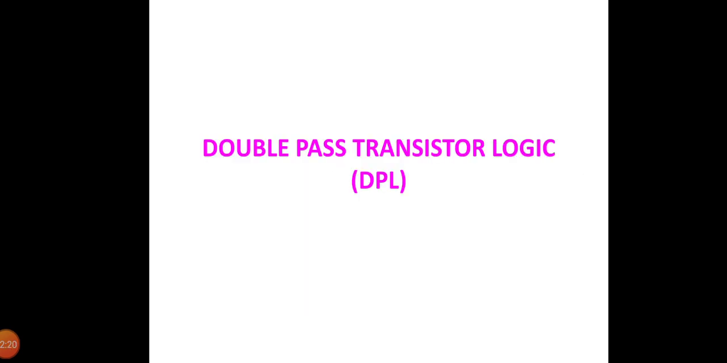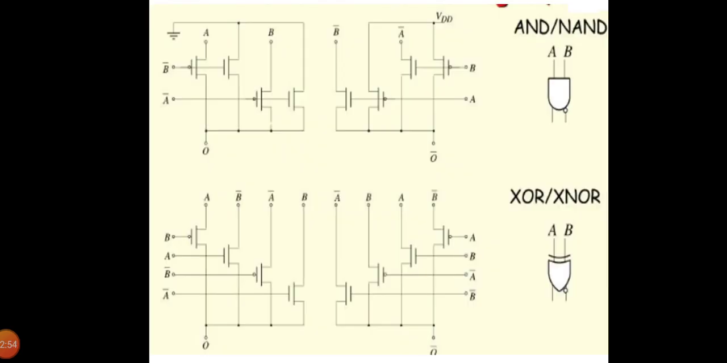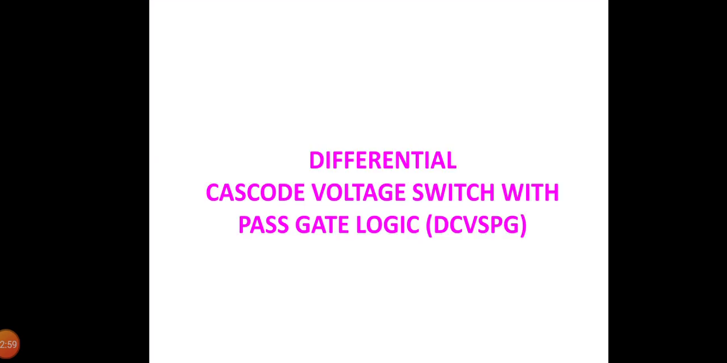Now let us move on to double pass transistor logic, or DPL. DPL is a double rail form of CMOS TG, that is the CMOS transmission gate, optimized to use single pass transistors where only known 0 or 1 needs to be passed. It passes good high and low logic levels without the need for level restoring devices. However, the PMOS transistors contribute substantial area and capacitance but do not help the delay much, resulting in large and relatively slow gates. So this diagram shows the AND/NAND combination and XOR/XNOR combination of DPL.